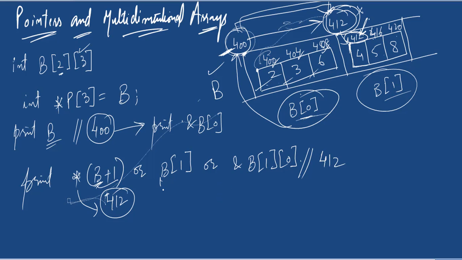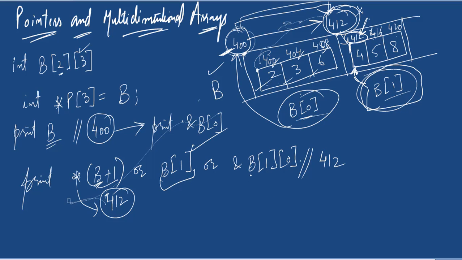Same thing will happen by this. When I am going to write B of 1, and print this B of 1, it is going to print what is contained inside this. But inside it contains one more array, and the address of the first element of that array is 412, and that 412 will be printed.